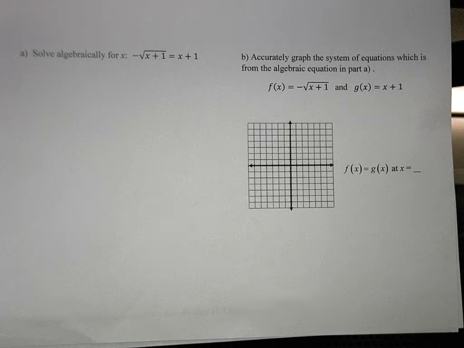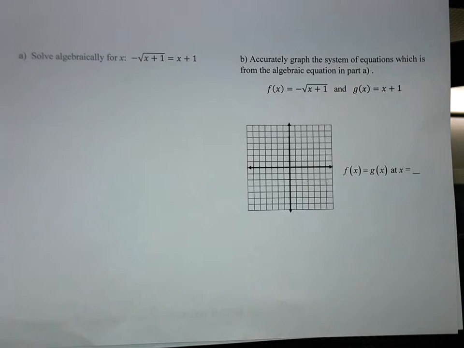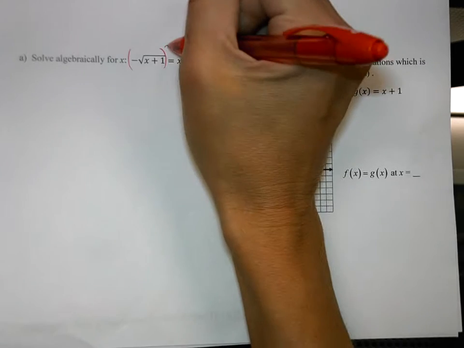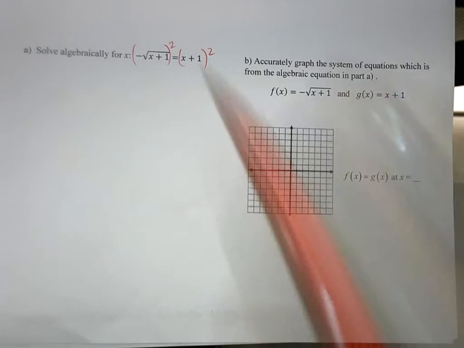Okay, I'm going to go back and start this one. There's nothing... You could divide everything by -1, but you might as well just leave it. And so you would end up squaring both sides.